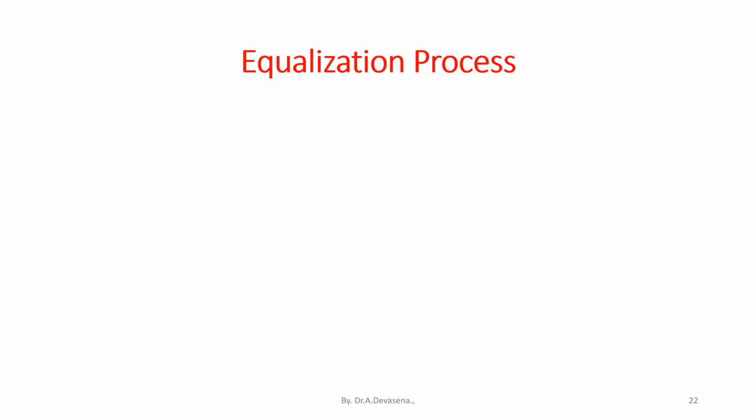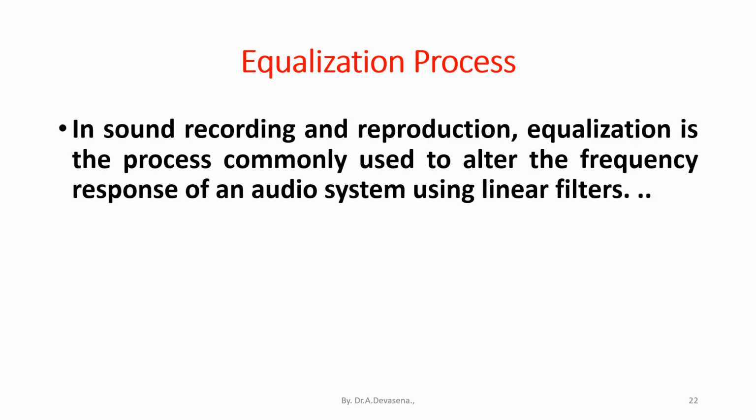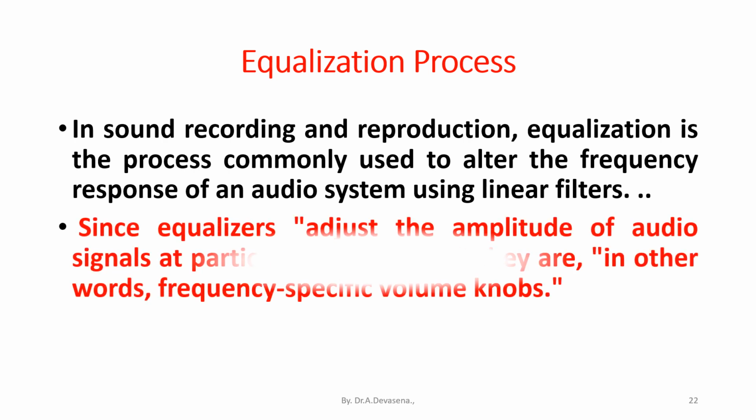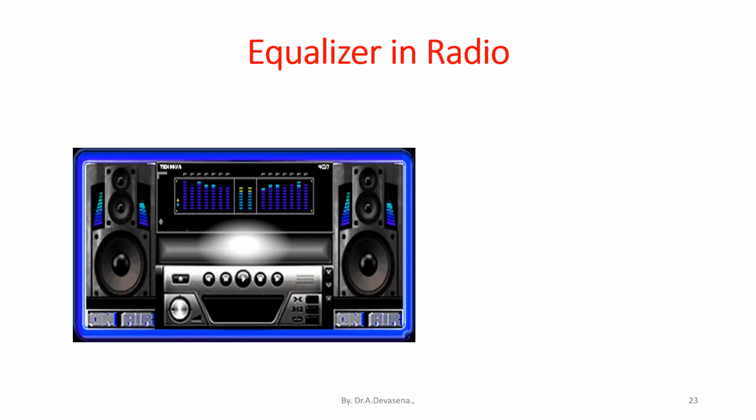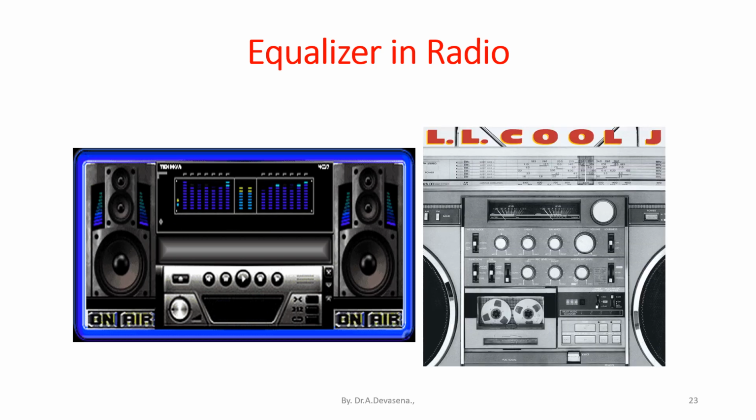Let us see the equalization process. In sound recording and reproduction, equalization is the process commonly used to alter the frequency response of an audio system using linear filters. Since equalizers adjust the amplitude of the audio signals at particular frequencies, they are, in other words, frequency-specific volume knobs. These equalizers are present in our radio. See a small representation of equalizer in radio. Here we are having the representation of the equalizer that is present in the radio. Another representation of the equalizer. With the help of these equalizers, we can set the sound to our level.